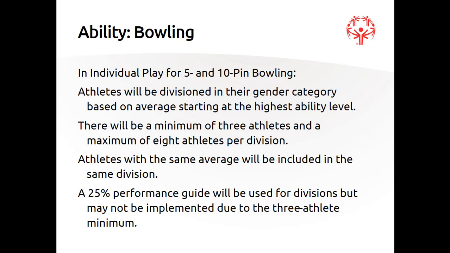For 5 and 10 pin bowling, athletes will be divisioned within their gender category based on their seasonal average, starting at the highest ability level. Divisions will be made up of a minimum of 3 athletes and a maximum of 8. Athletes with the same average will be included in the same division. A 25% performance guide will be used to determine divisions, keeping in mind that the 3 athlete minimum division size will also be implemented.